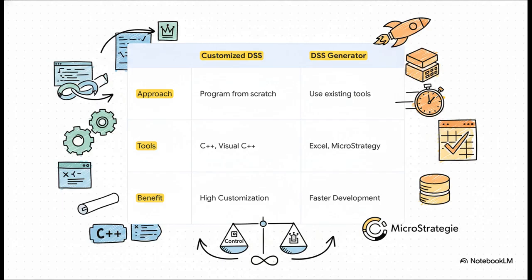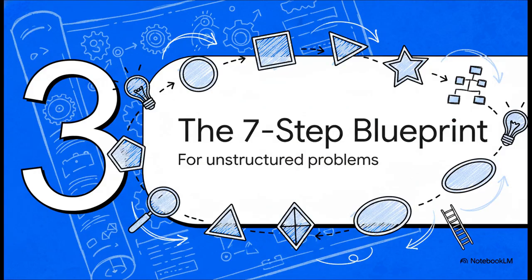Then there's the other route, using a DSS generator. These are powerful tools like MicroStrategy or even a really souped-up Excel system. They give you a massive head start, which means much, much faster development. It's that classic trade-off, isn't it? Total customization versus speed. Now, whichever path you end up taking, building a DSS for these tough, unstructured problems demands a very specialized blueprint. Seriously, this is not your typical software development lifecycle.